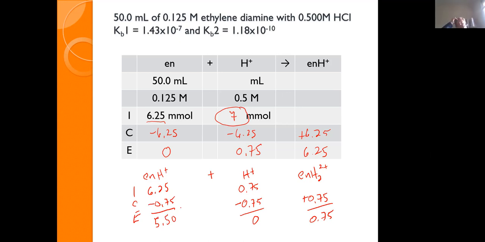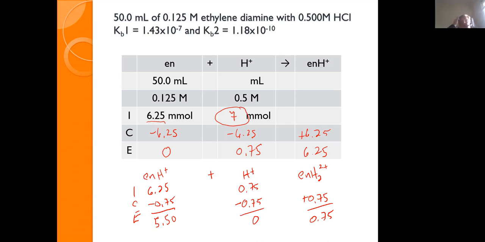Okay, now we've got enH plus and enH2 2 plus. They're conjugates of each other, both present in solution, so this is going to be a buffer. It's polyprotic, so that means I use the Henderson-Hasselbalch equation. Because it's this particular combination of conjugates, that's going to be either the Ka1 or the Kb2 that we use in the Henderson-Hasselbalch. And we can just plug in the numbers that we have here from our ice table.